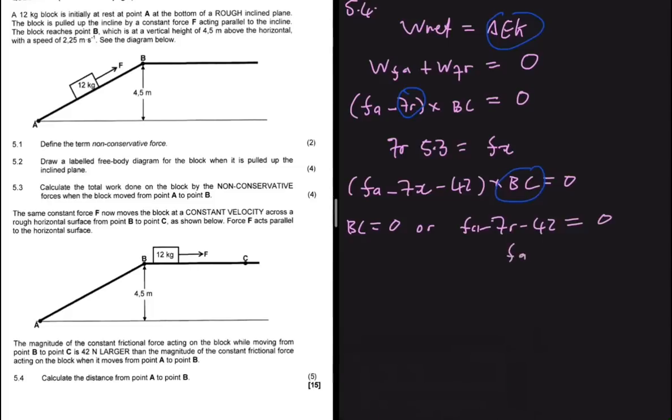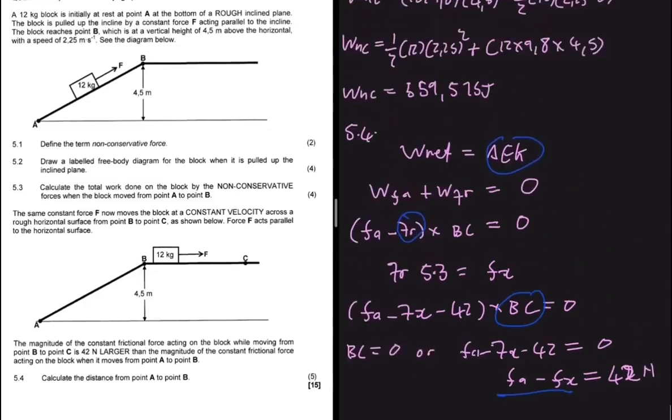So Fa, this is Fx. Let's be very precise. Fa minus Fx is equal to 42 newtons, we know that for sure. So the force applied minus the frictional force in 5.3 is equal to 42 newtons.